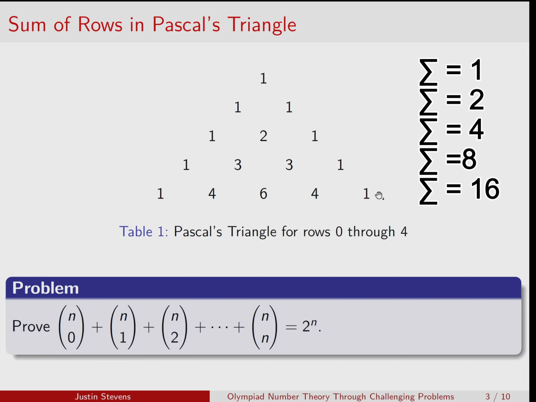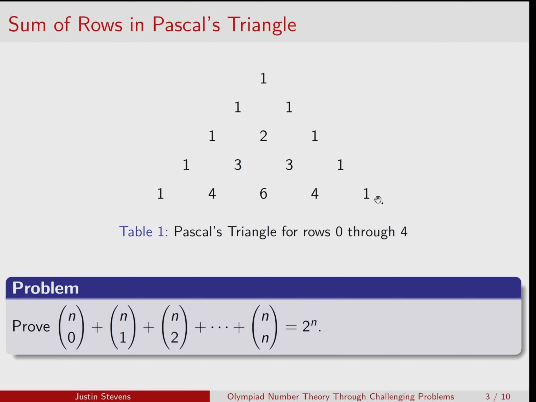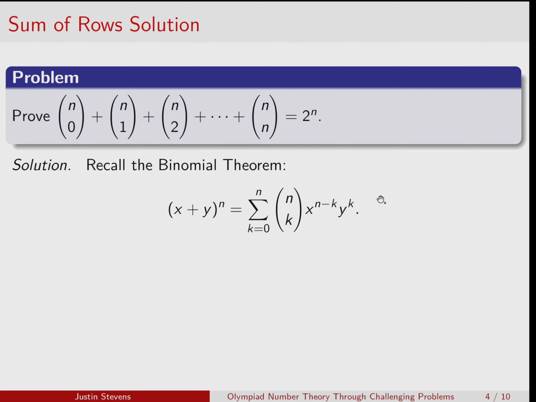So, in general, I claim that the nth row has a sum of 2 to the nth power. And to prove this, we're going to use the binomial theorem. Recall that the binomial theorem states that (x plus y) to the nth power can be written in terms of combinations of n choose k, and then we have x to the n minus k times y to the k there as well.